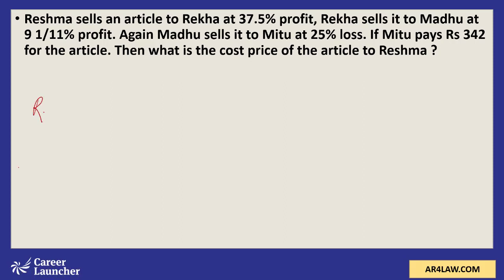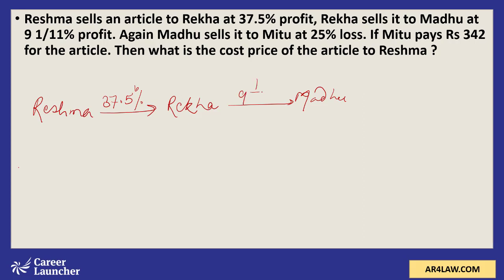So what's happening here is that there's a girl Reshma. She is selling this article to Rekha at 37.5% profit. Rekha is selling it to Madhu at 1 by 11% profit. These are both profits. Madhu is selling it to Meetu at 25% loss. And finally, Meetu is paying 342 rupees to buy this article. Okay, and we need to find out what was the cost price of the article to Reshma.